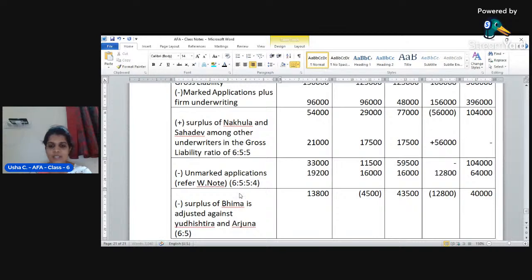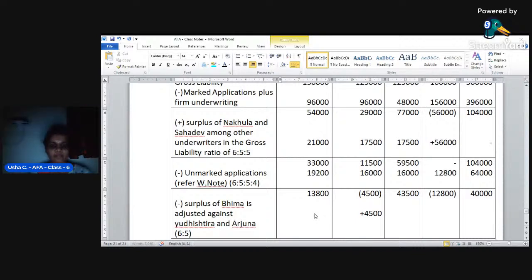How much is the surplus? The Bhima surplus is 4,500, right? Now distribute this 4,500 among these two. 4,500 into 6 divided by 11.